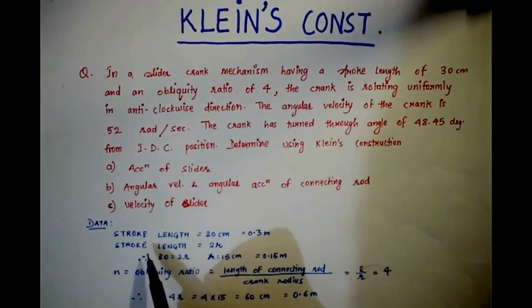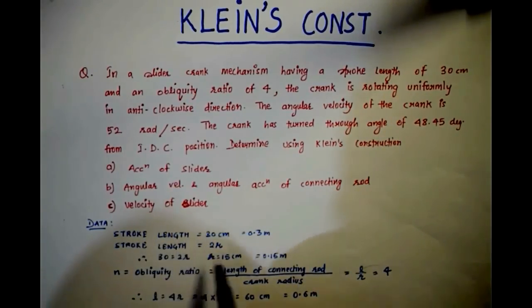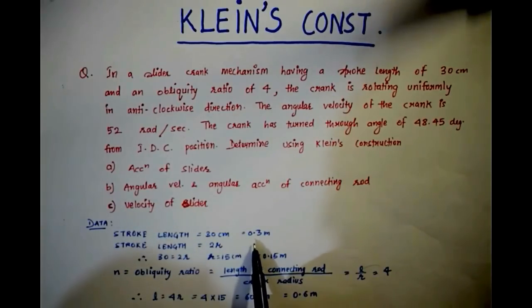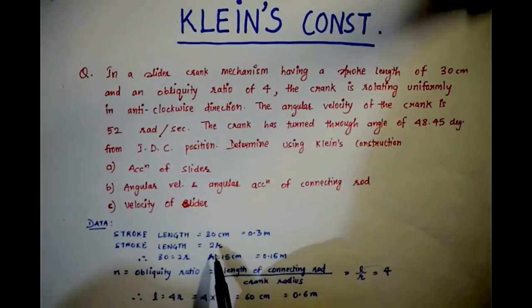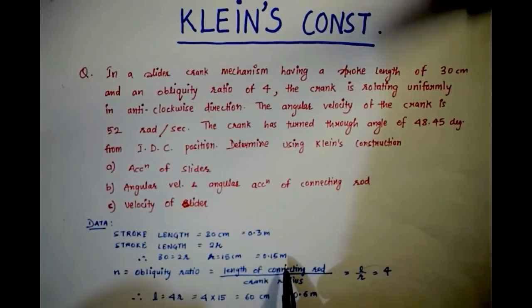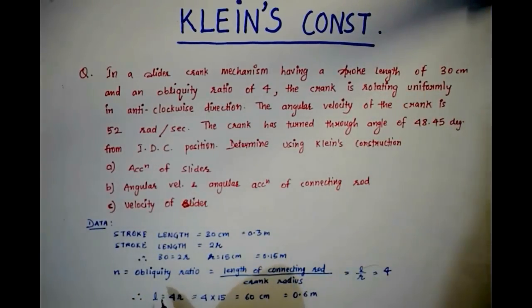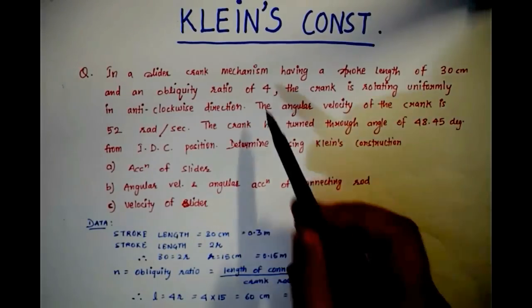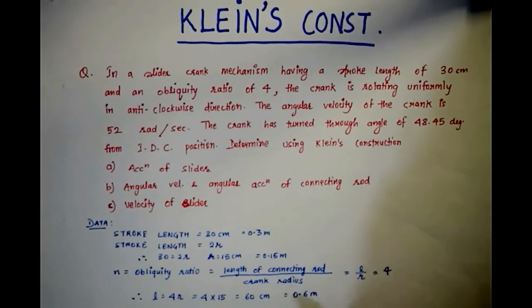So here is the data given in the question. Stroke length is given as 30 cm, that is 0.3 meter. Stroke length equals 2r, that is 2 into length of crank. So therefore the length of crank comes out as 15 cm, that is 0.15 meter. Now obliquity ratio is given by length of connecting rod by crank radius, that is L by R equals 4. It is given in the question, obliquity ratio. So length of connecting rod is 0.6 meter.